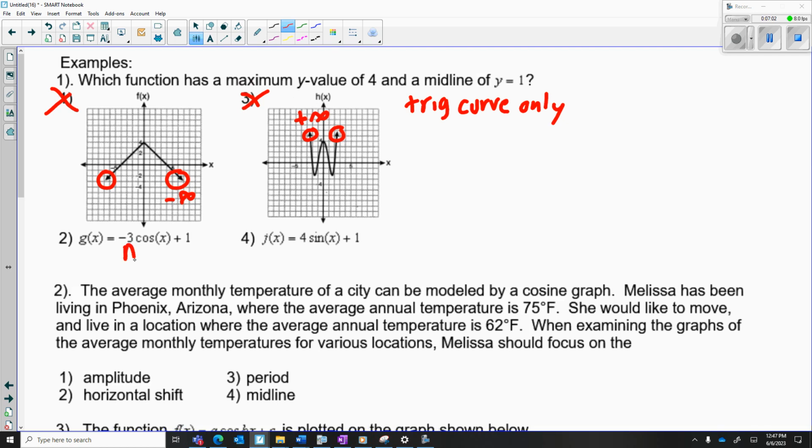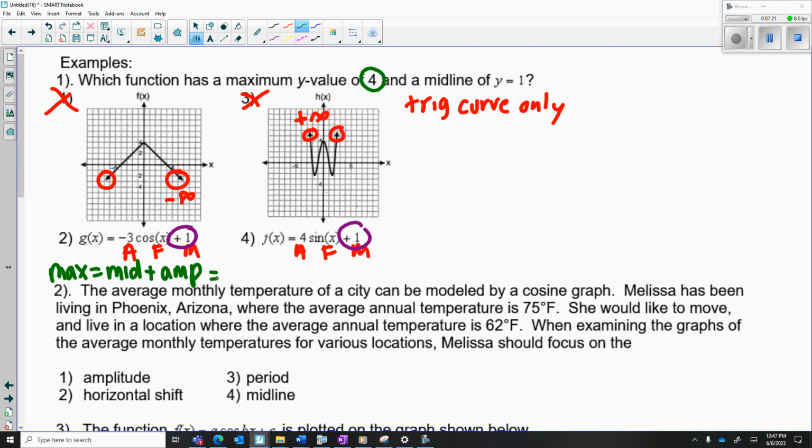Now, if you put in AFM, amplitude, frequency, midline here, you see that the number in the back, 1, is the same for both 2 and 4. So that's not helpful. But we want to find a maximum value of 4. So to get the maximum, we're going to do midline plus amplitude.